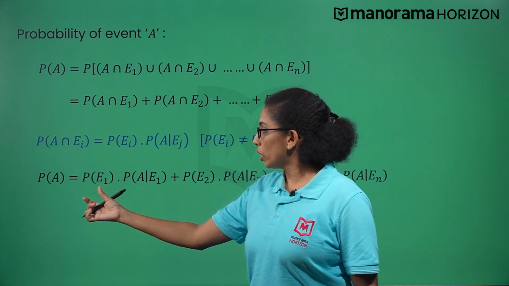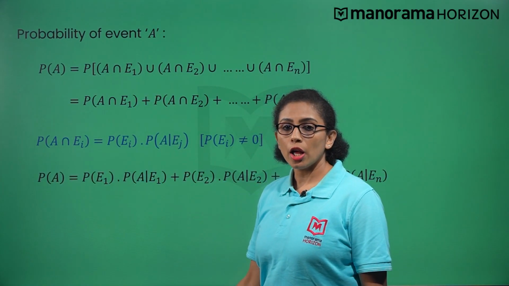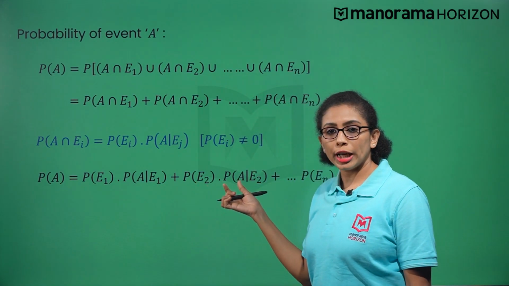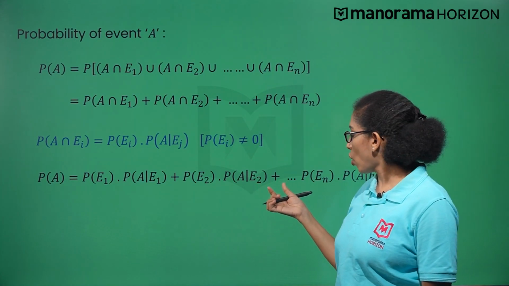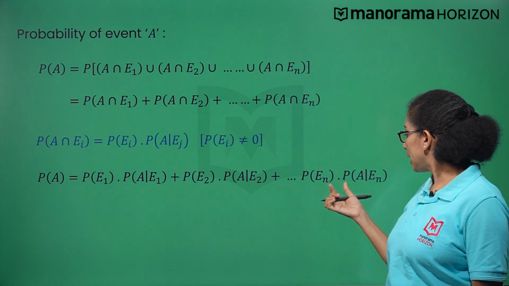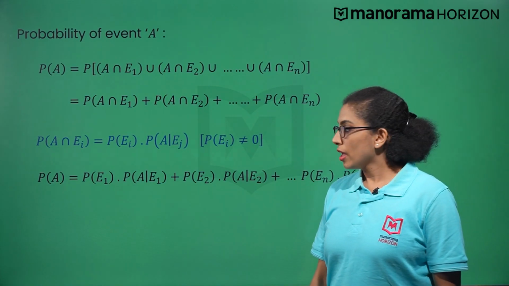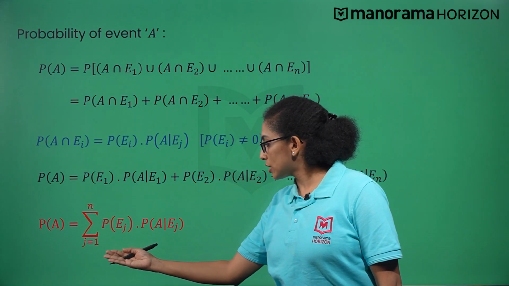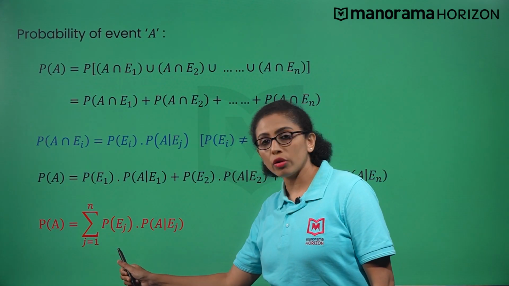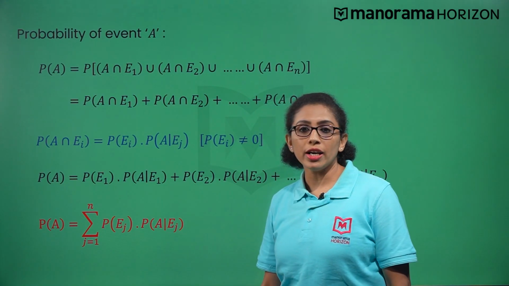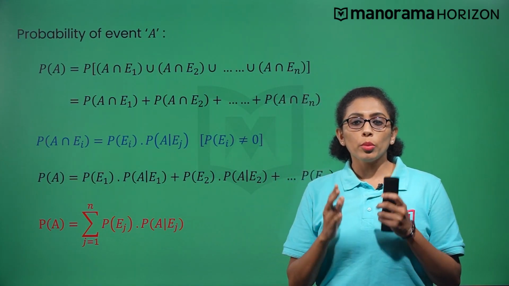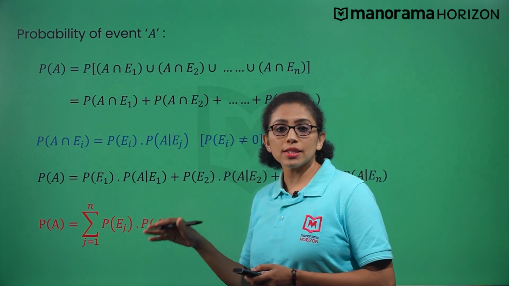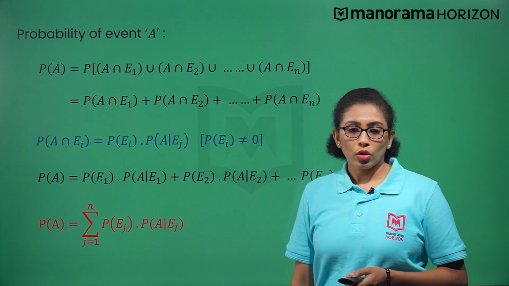Therefore, substituting this in the equation, we get P(A) = P(E1) P(A|E1) + P(E2) P(A|E2) and so on. The nth term will be P(En) P(A|En). And again, we can rearrange it and we get the final equation P(A) = summation j equal to 1 to n of P(Ej) P(A|Ej). Thus, we have proved the probability of occurrence of an event A is dependent on the occurrence of other events in the sample space. Alright.